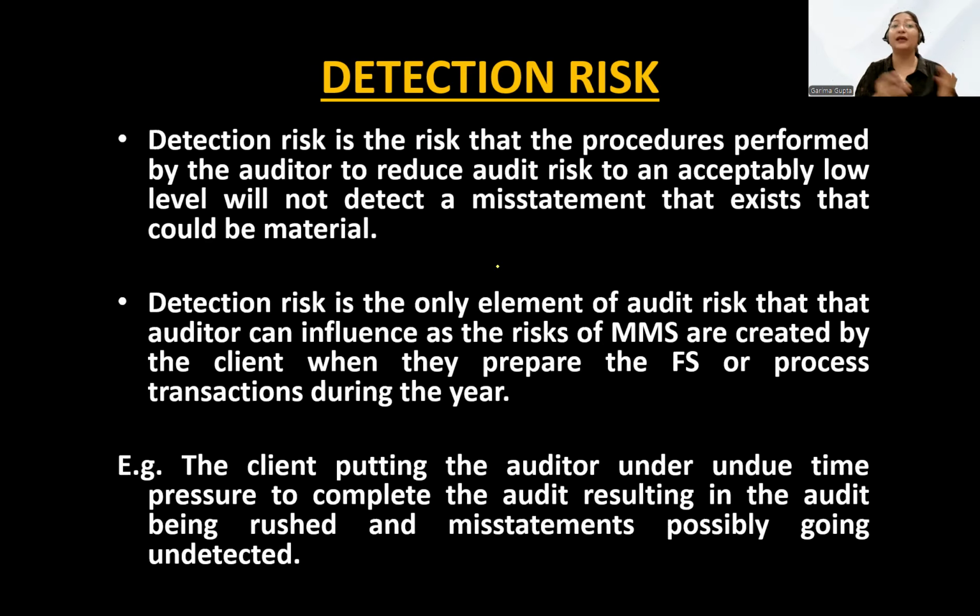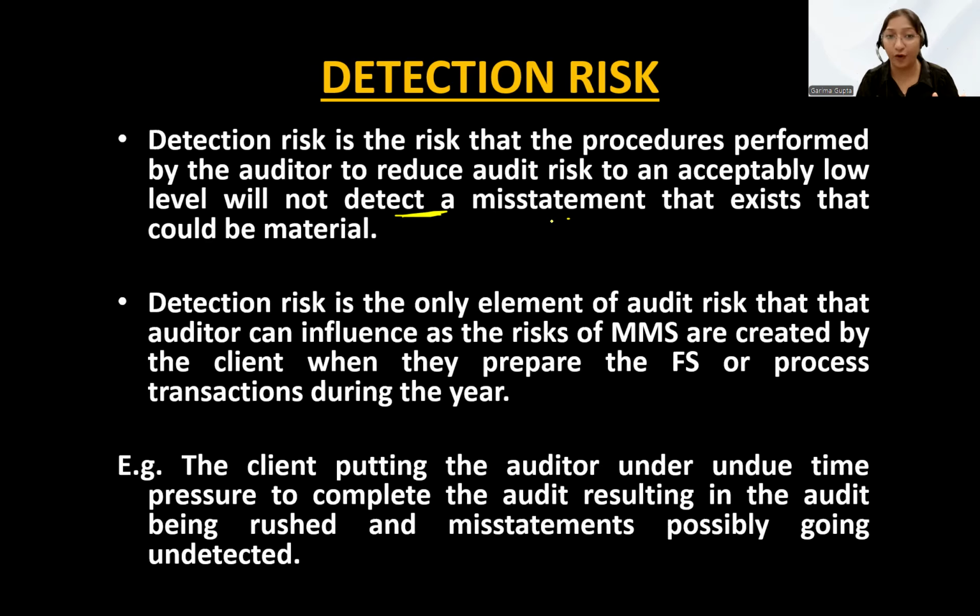Inherent risk is already there. Control risk is already there. Why? Because the management has not applied the appropriate controls. So I can't do anything about it. I cannot reduce the audit risk considering the inherent and the control risk. But I can definitely have control over the detection risk. Why? Because the detection risk is the risk that the procedures which I have applied to reduce the audit risk to an acceptably low level are not able to detect the misstatement.